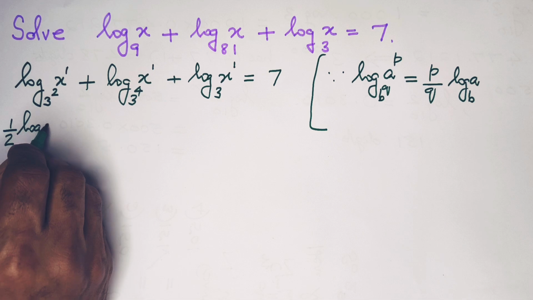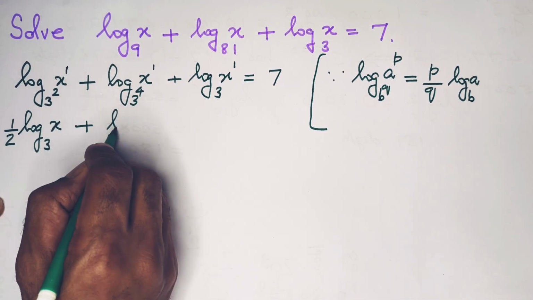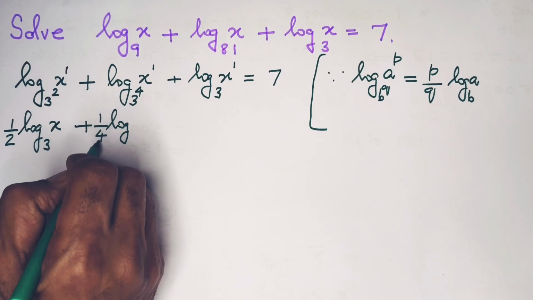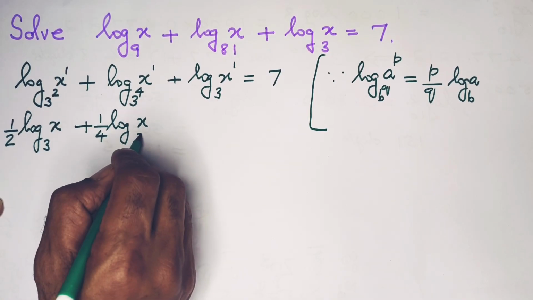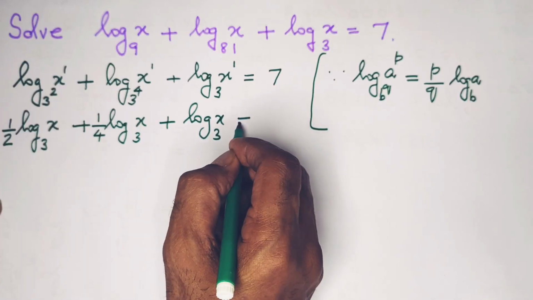Then comes log x to the base 3. A and b are x and 3. Using the same logic for the other terms, you get 1 over 4 log x to the base 3. And here you can just write log x to the base 3 equals 7.